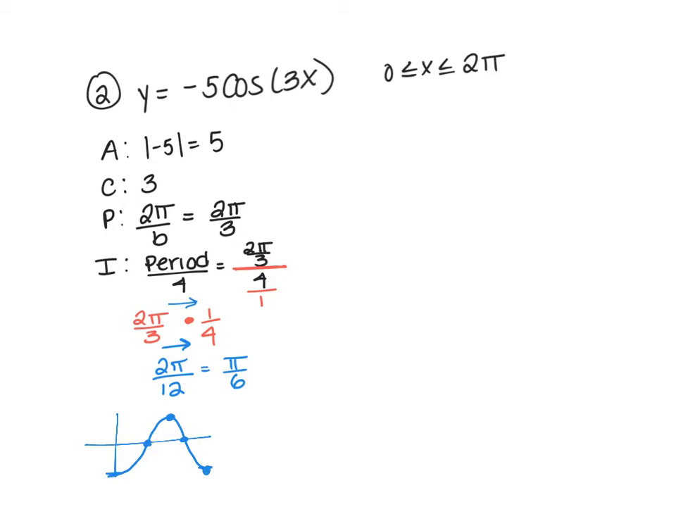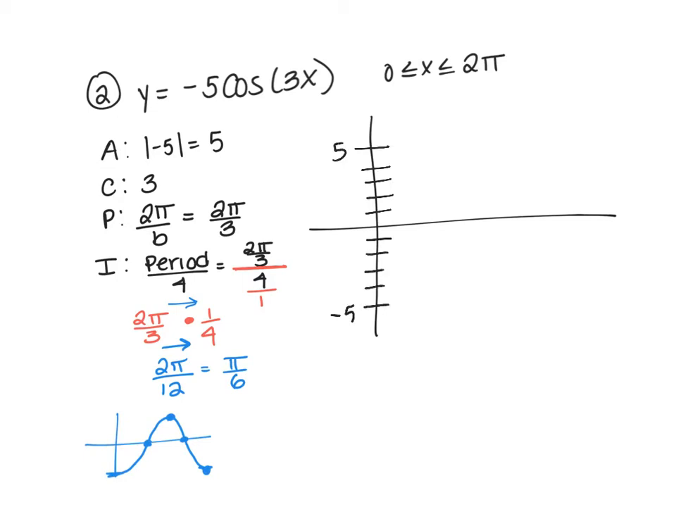All right, so let's set up our axis. It looks like my amplitude is 5, so I'm going to count up 5: 1, 2, 3, 4, 5, and down 1, 2, 3, 4, 5. And I'm counting my interval by sixths. So 1/6, 2/6, 3/6, 4/6. So let's do that. We have 1/6, 2/6, 3/6, 4/6, 5/6, 6/6.